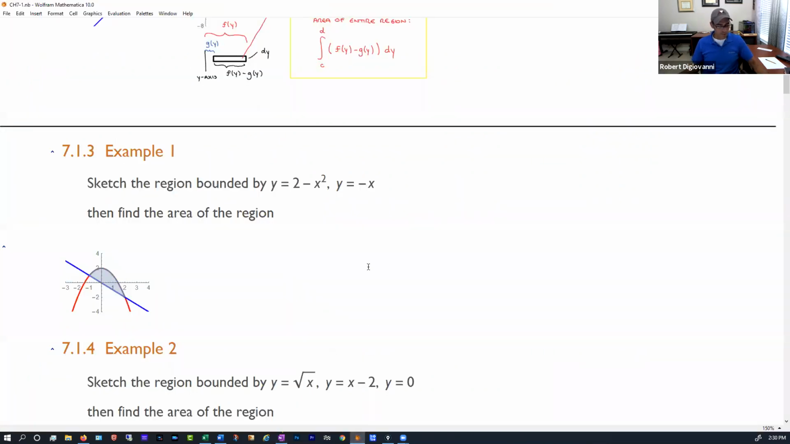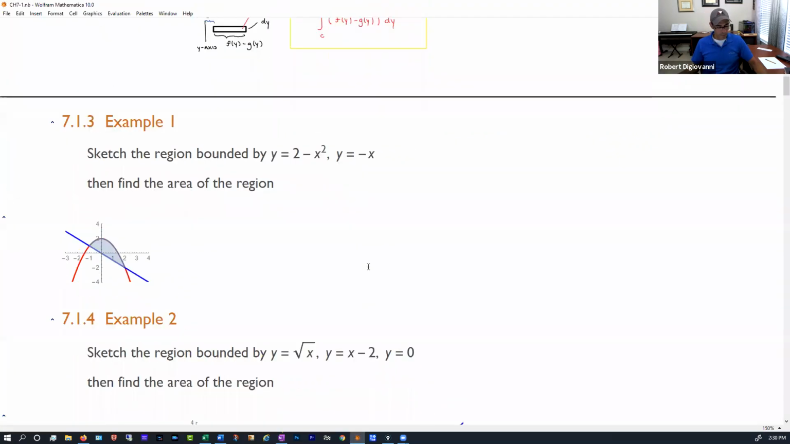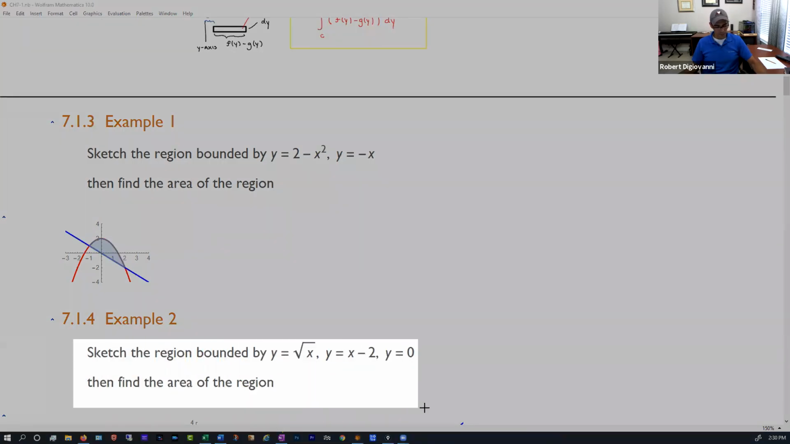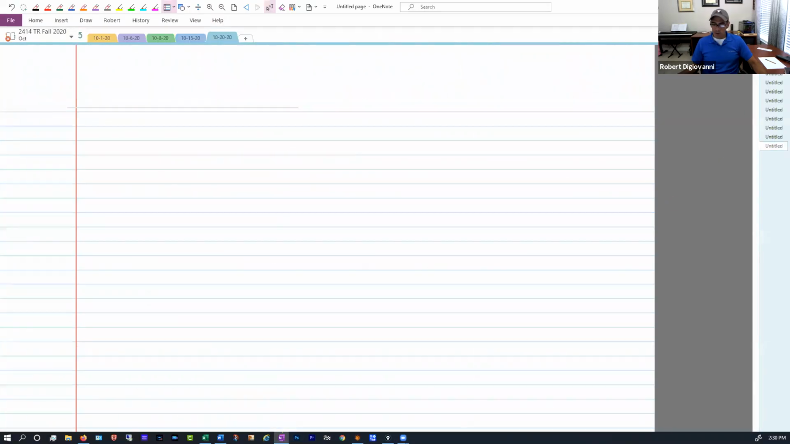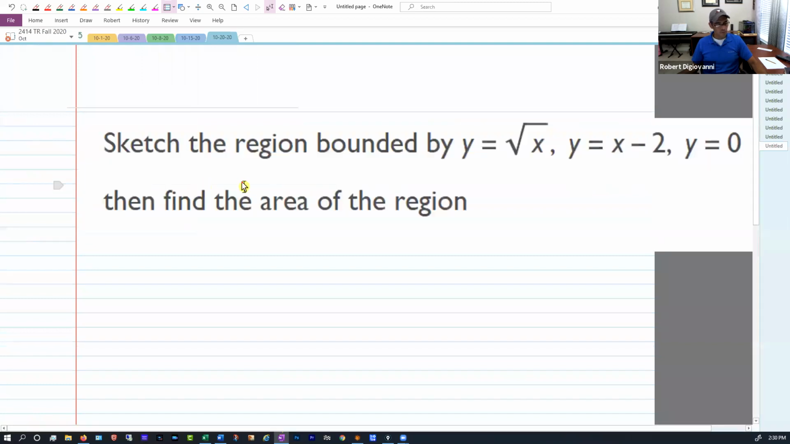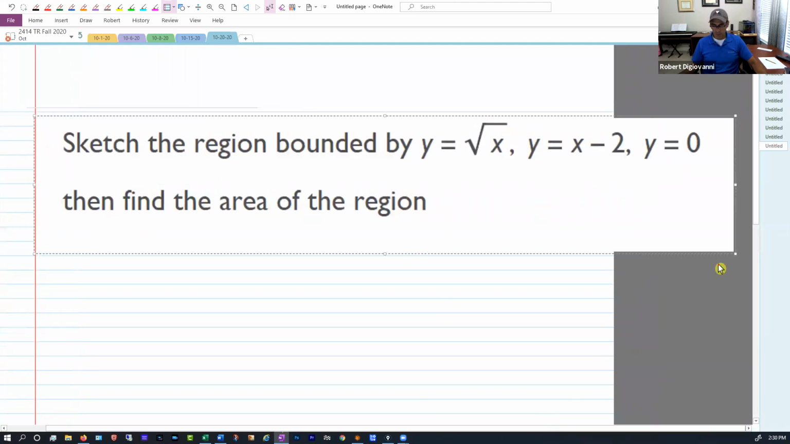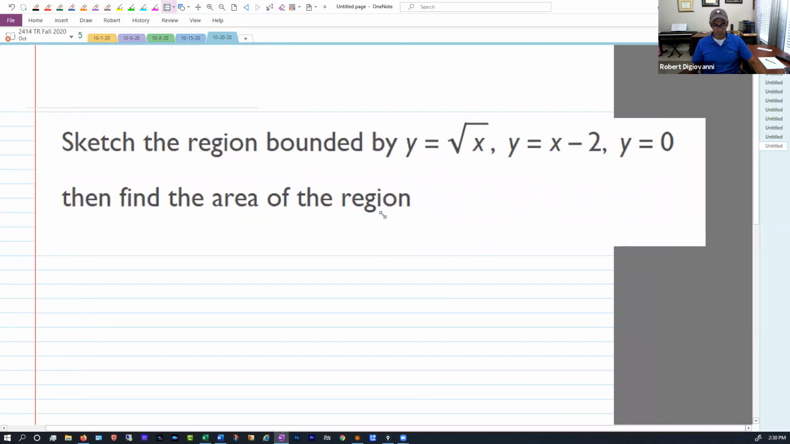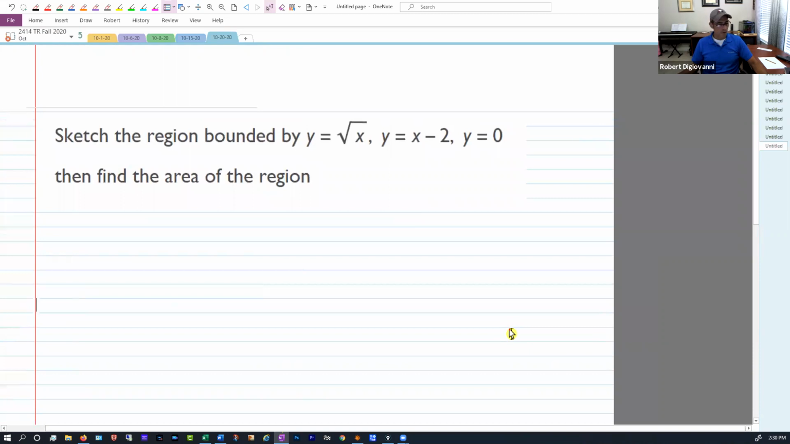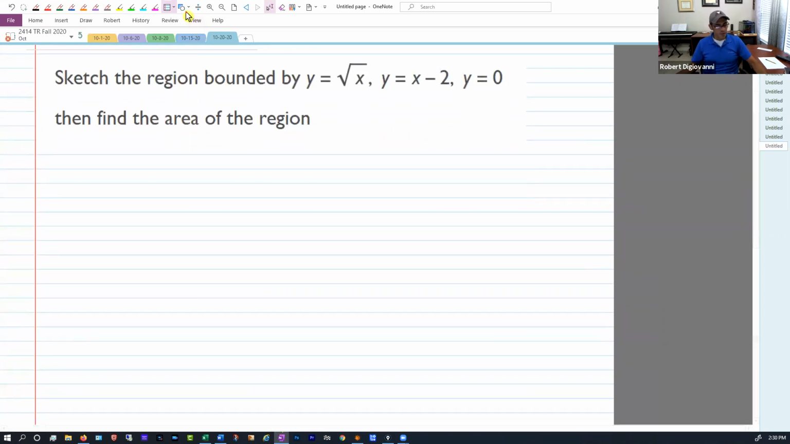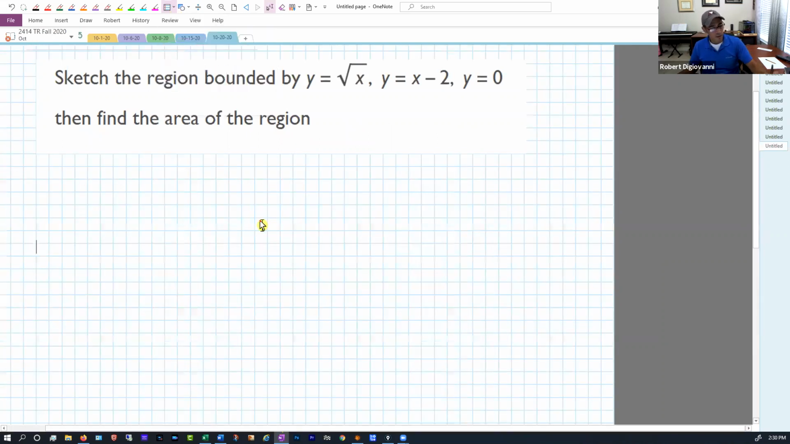Okay, let's look at another one. Square root of x. Okay, so let me grab this example. Sketch the region bounded by these two functions. Or sorry, by all of these. So we have to be careful here. Notice that they gave us 3 things.